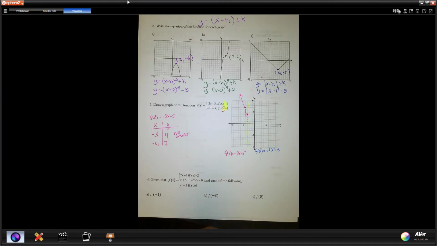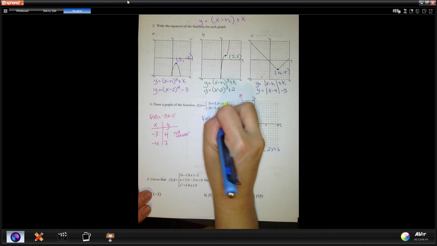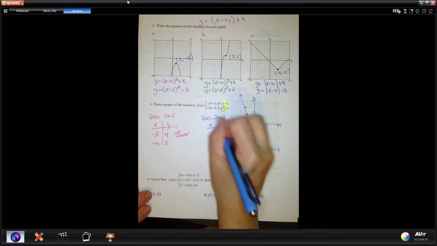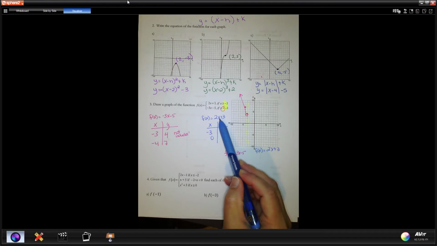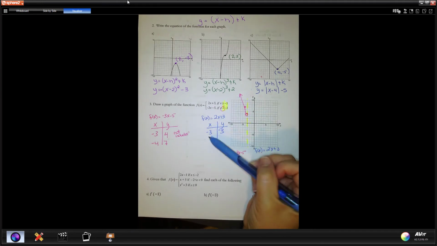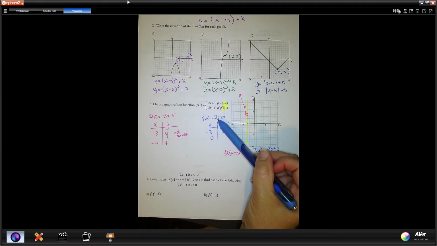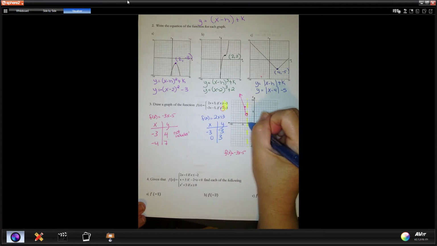And then on our second half over here, we're going to graph f of x equals 2x plus 3. Make our little table of values. Choose our negative 3. And then I want a number bigger than negative 3. I like 0. You guys know that. So negative 3 is going to get substituted in. So 2 times negative 3 plus 3 happens to be negative 3. And then 2 times 0 plus 3 is 3.